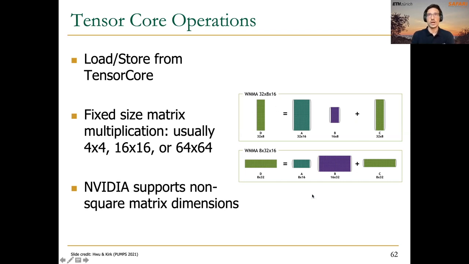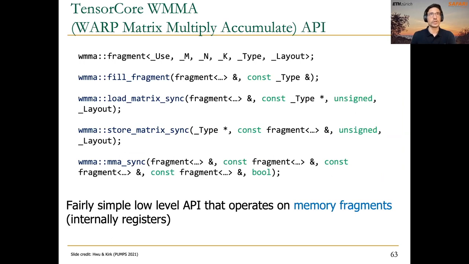Here you can see in the slide some of the examples. Because these tiles are relatively small, by using them we can compute a whole matrix multiplication regardless of the size of the input and output matrices. Here you can see the syntax for the different instructions or APIs that we have to use to perform the matrix multiplication using the tensor core.